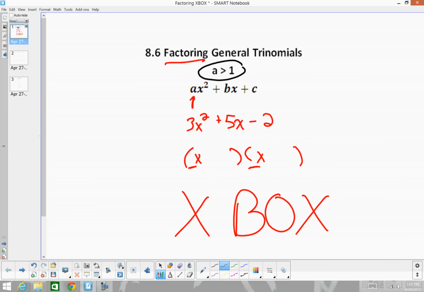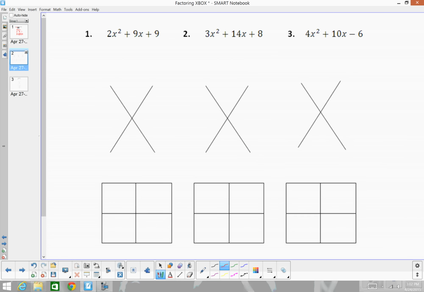Okay, so the X box, just like Xbox 360. So if the value is greater than 1, use the X box. If the value was just 1, you would just use the X, like we did last class. Okay, so let's look at example 1. Now, we have our X just like we had for our prior examples for 8.5. Now, we're going to set up our box very, very similar. The only difference is that when we figure out what's going to multiply to go down here, you have to multiply the first coefficient times the last number.